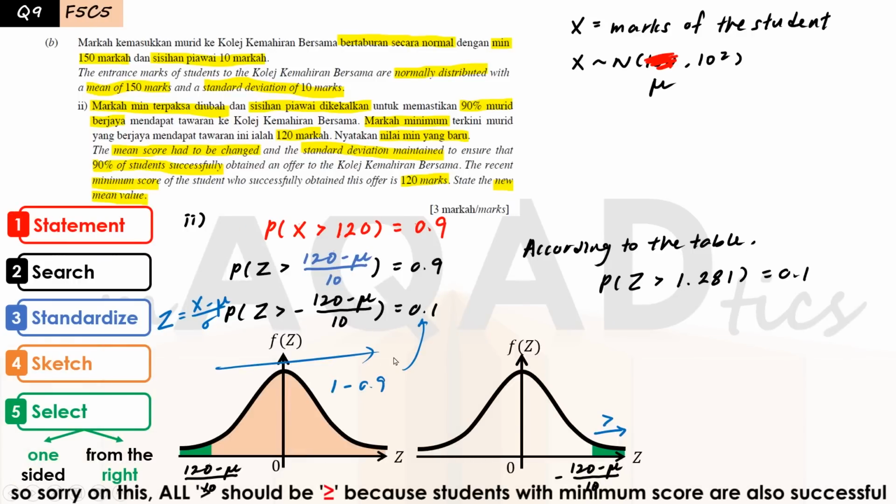So we are going to compare the z values here. Again, this value is positive. And now we can find the value of the mean, which is 132.81.